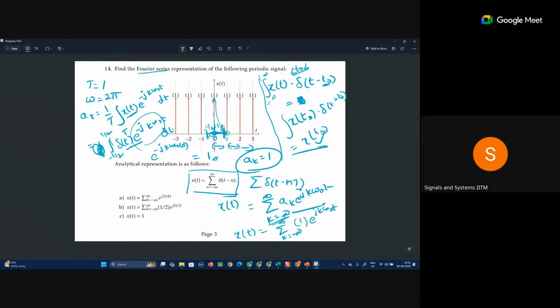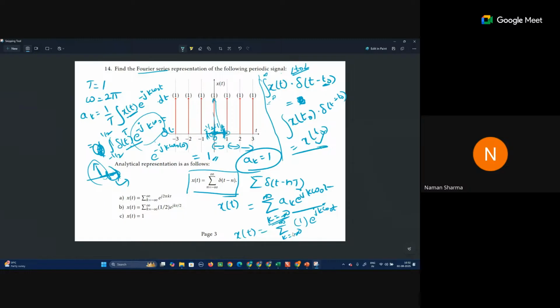If it is out of that range, I'm telling only in general, not in this case. If we consider this integral, it will be 0 when the signal is out of this region. Clear? Yeah, clear.